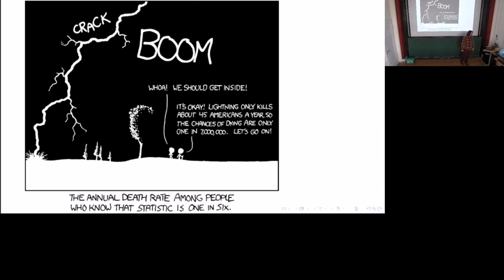Okay, but first, I'm not one of the people that puts comics or memes on slides, but this one is kind of good. Can you read it? Yeah. Oh, we should get inside. Oh, it's okay. Lightning only kills about 45 Americans a year, so the chance of dying is only 1 in 7 million. Yeah, but if you know the statistics and you run outside, then the chance is 1 in 4. It's like 1 in 6. So I guess that's conditional probability.